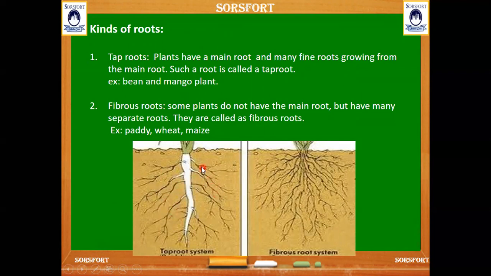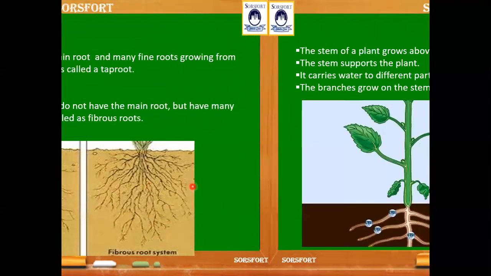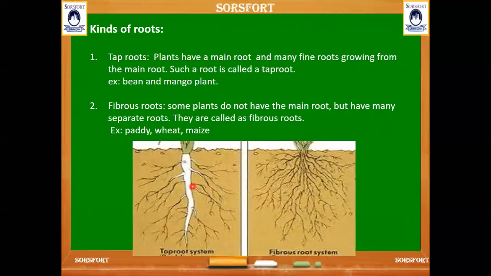Can you observe it? This is the main root. The others are the small roots, fine roots as we call them, growing from the main root. This root is called the tap root. Examples of tap root plants are the bean plant and the mango plant, which have the tap root system.